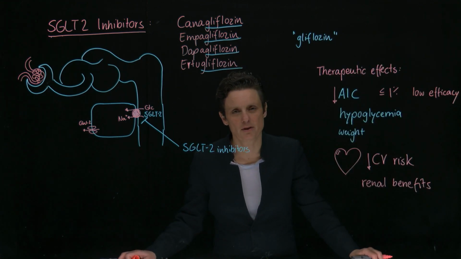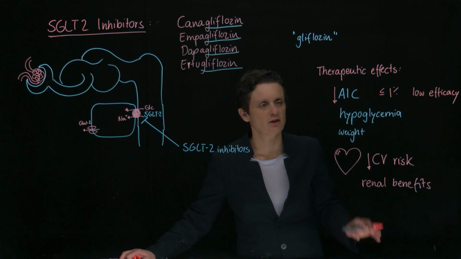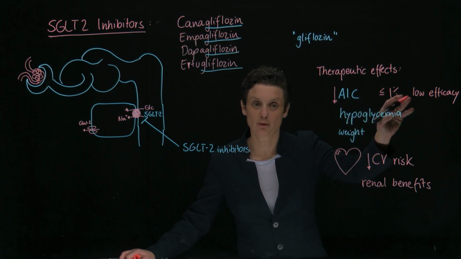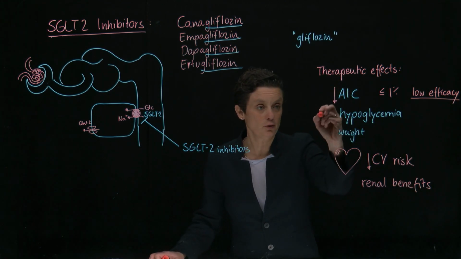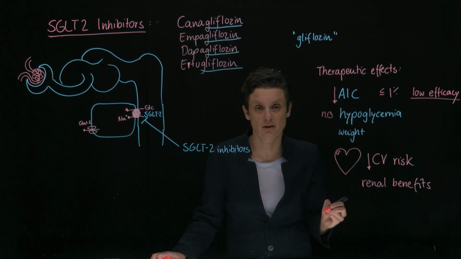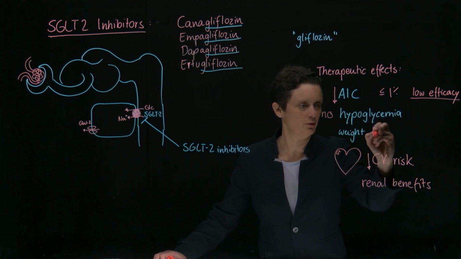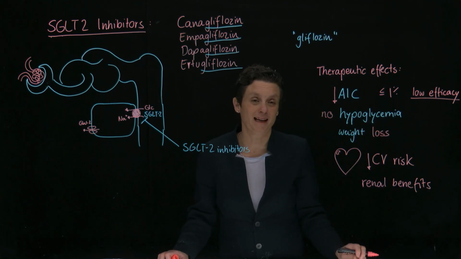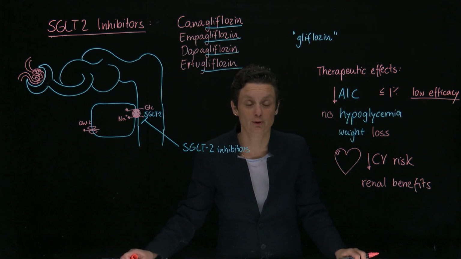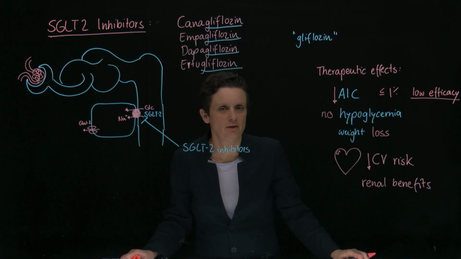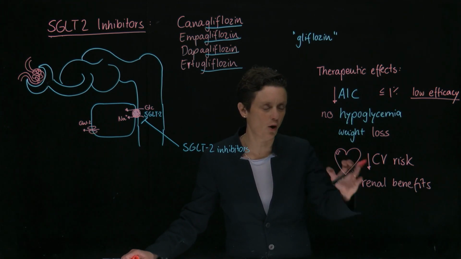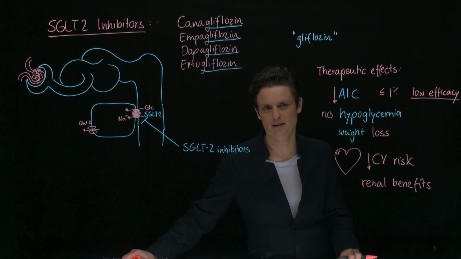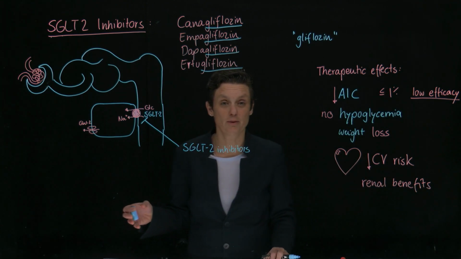So let's talk about the therapeutic effects of this drug class. They lower A1C less than 1%, making them low efficacy drugs. They also don't lead to any hypoglycemia, so that's a good thing. And they also lead to weight loss. And you can think about it mechanistically: just like you lose glucose, you pee out calories. So that's this mechanism. And then they also have been shown to have beneficial effects on the cardiovascular system and on the kidneys. It's fairly well understood what they do.